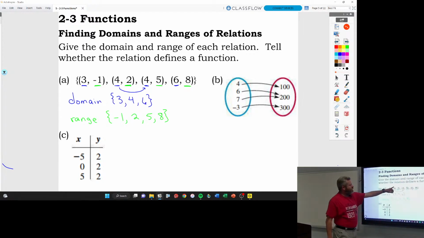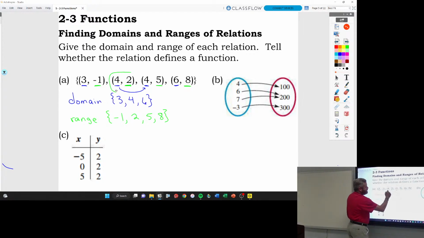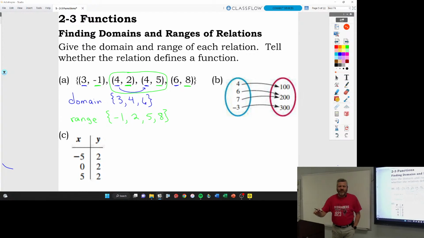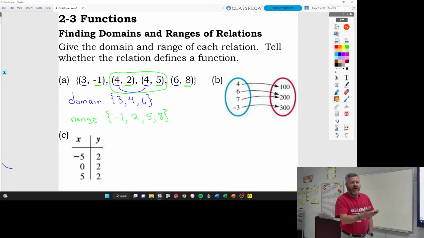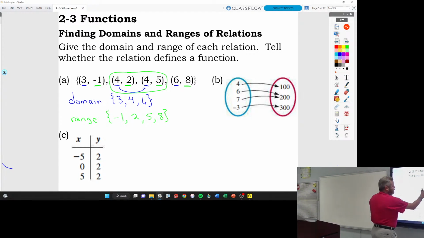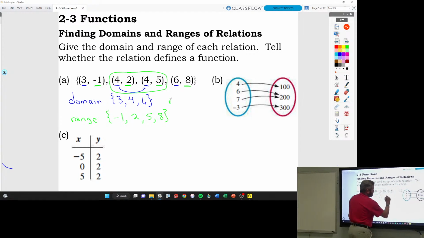The instructions up here say give the domain and the range of each relation, then tell whether the relation defines a function. When we look at these two middle terms right here, we have two different domain values, two different x values, where one maps to 2 and one maps to 5. We can't have an x value of 4 that goes to both 2 and 5, so this is not a function.